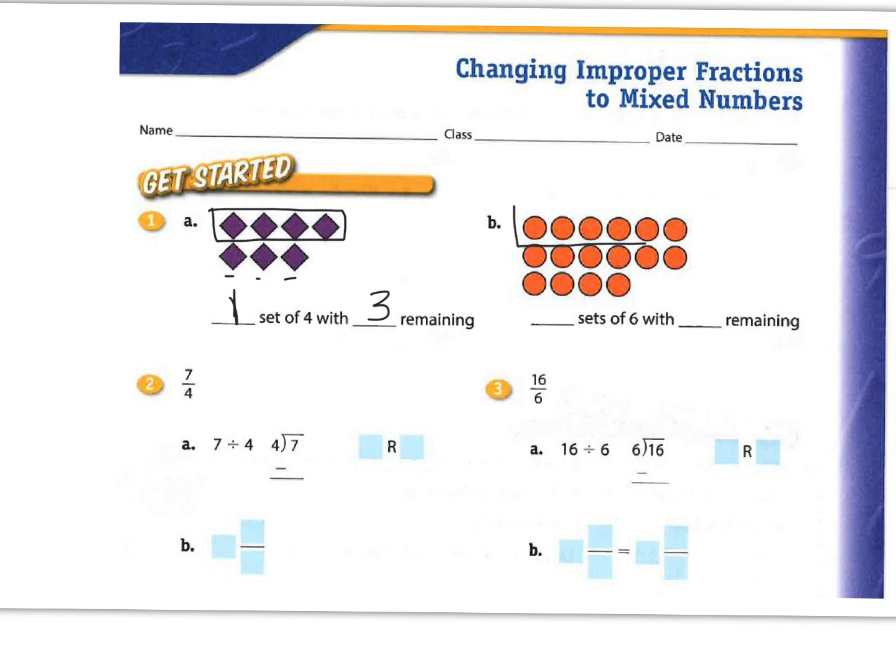Here now it says how many sets of 6 with how many remaining. So I'm going to put a little box around 6. 1, 2, 3, 4, 5, 6. 1, 2, 3, 4, 5, 6. So we have 2 sets of 6 and there are 1, 2, 3, 4 remaining.